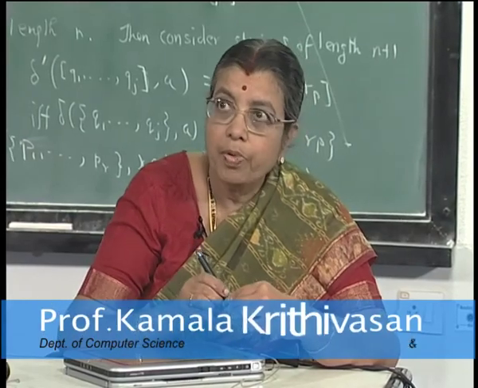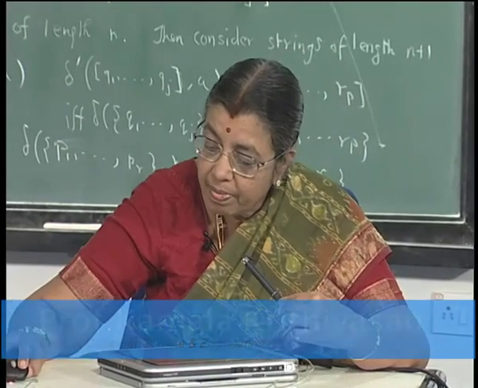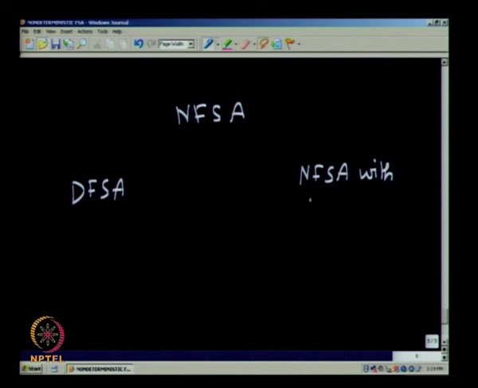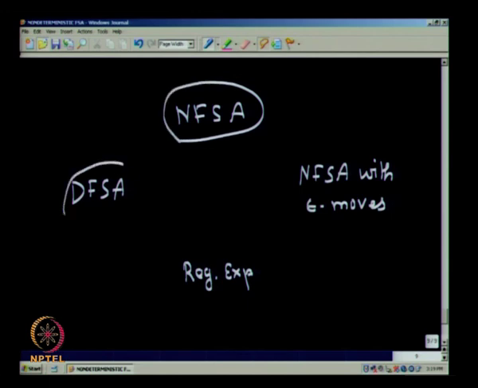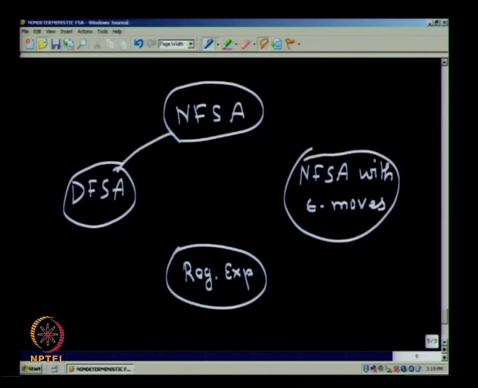So, the way the proof will go is like this. You have NFSA, you have DFSA, you have NFSA with epsilon moves, and you have regular expressions. All are equivalent. So, what we proved today is only this portion, given an FSA how to construct a DFSA.